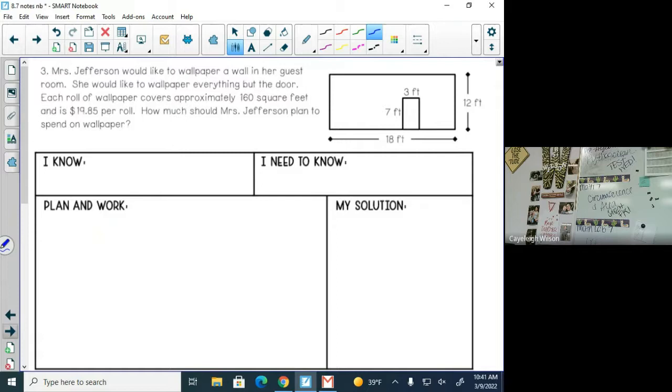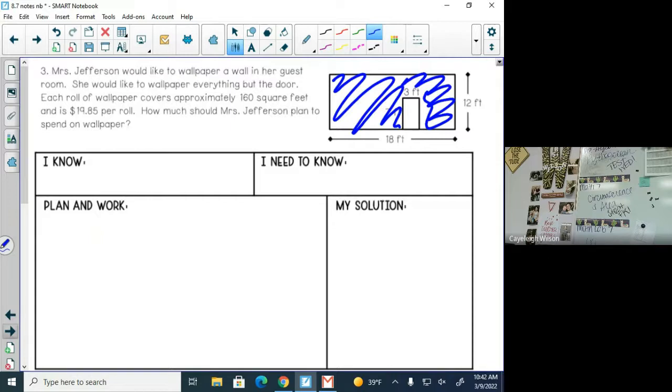Okay, it says, Mrs. Jefferson would like to wallpaper a wall in her guest room. She would like to wallpaper everything but the door. Each roll of wallpaper covers approximately 160 square feet and is $19.85 per roll. How much should Mrs. Jefferson plan to spend on wallpaper? So once again, she is wanting to wallpaper everything but the door. That's like yesterday on the back. I want the shaded area, not the non-shaded area.